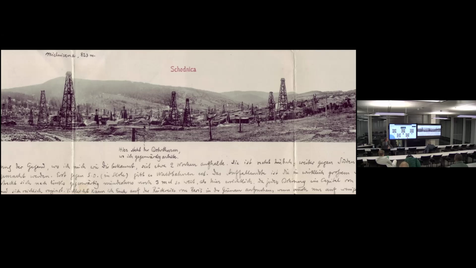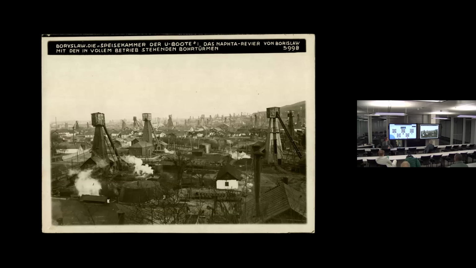It really looks like Pennsylvania, but it was very small-scale units, because of the structure of the agricultural property. The fields were very small, and so it was a mess to produce oil there. But in the First World War, these areas really were called, like in this German postcard, the Speisekammer der U-Boote.